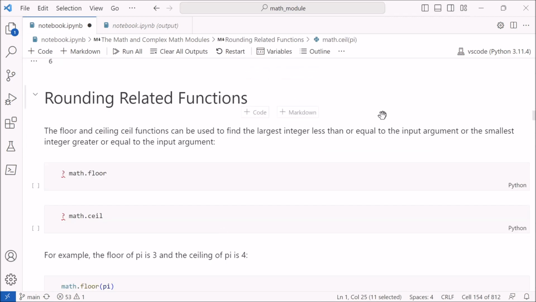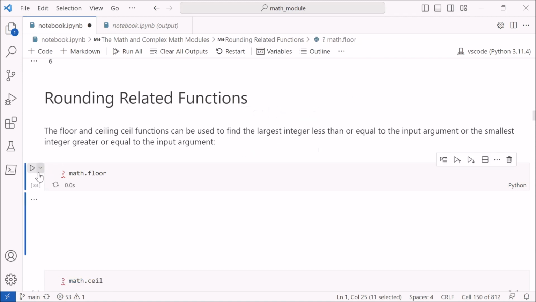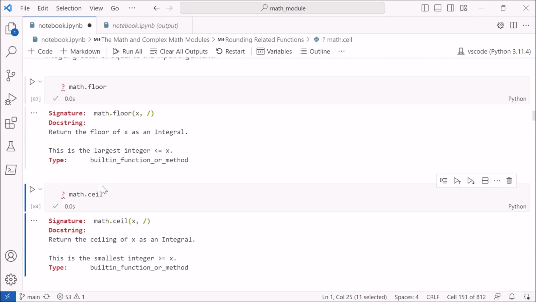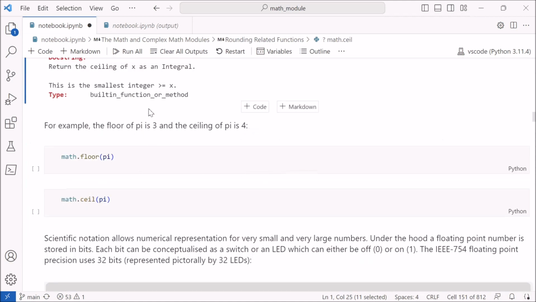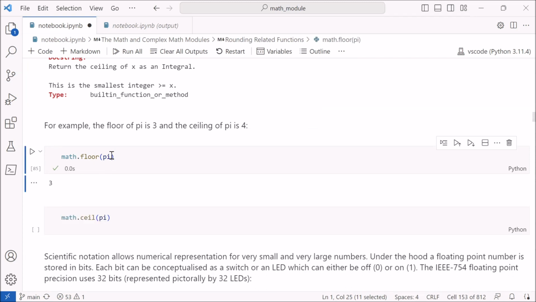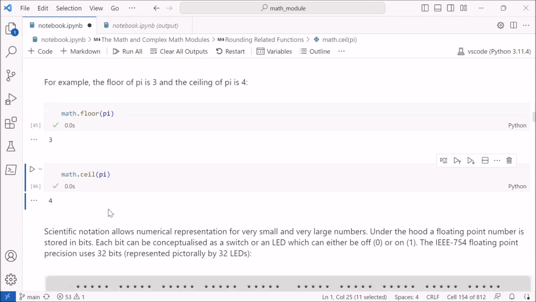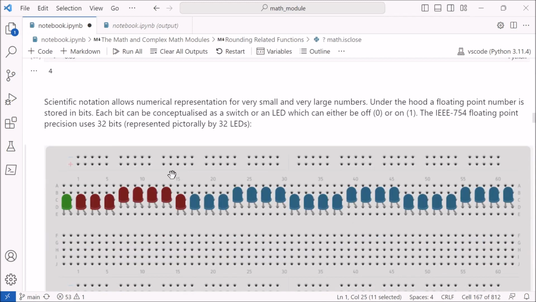The math module contains a number of rounding-related functions. If you consider a floating point number as lying between integer levels, math.floor and math.ceil will return the integer of the floor and the ceiling. So for example, pi is 3.14..., and the integer floor of it is going to be 3, and the integer ceiling of it is going to be 4. Scientific notation allows numeric representation for a very small and a very large number.